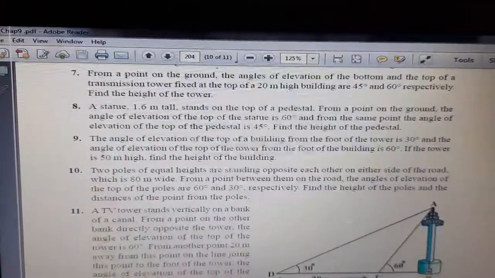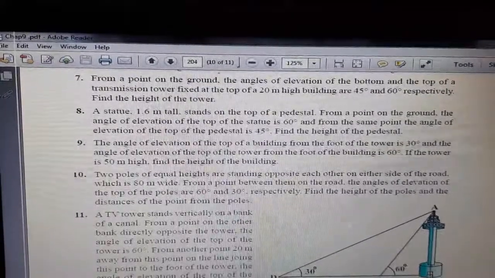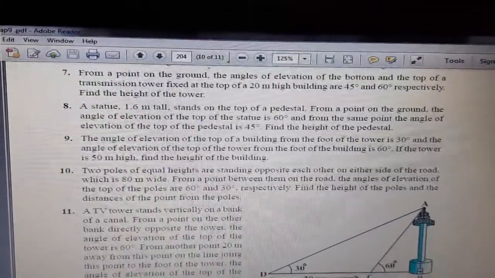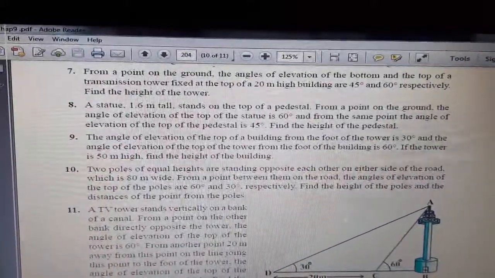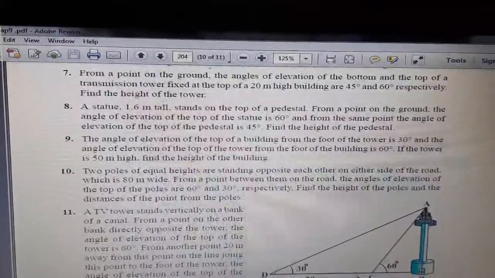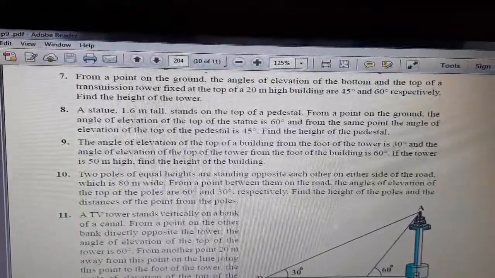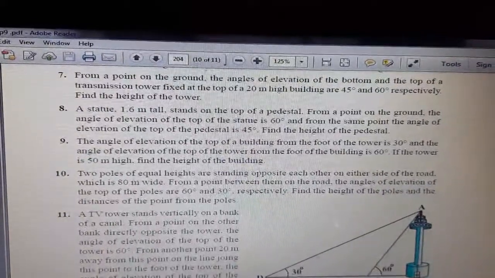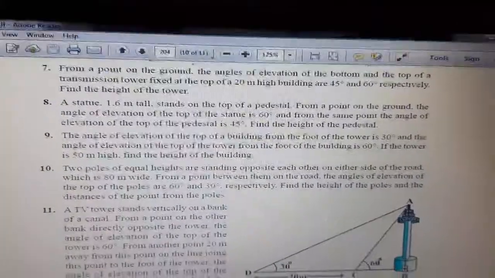In this video, we are solving exercise 9.1 from chapter 9, 10th class NCERT book, question number 8. According to the question, a statue 1.6 meter tall stands on the top of a pedestal. From a point on the ground, the angle of elevation of the top of the statue is 60 degree, and from the same point, the angle of elevation of the top of the pedestal is 45 degree. Find the height of the pedestal.